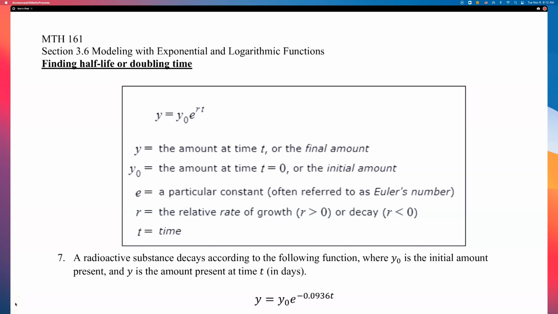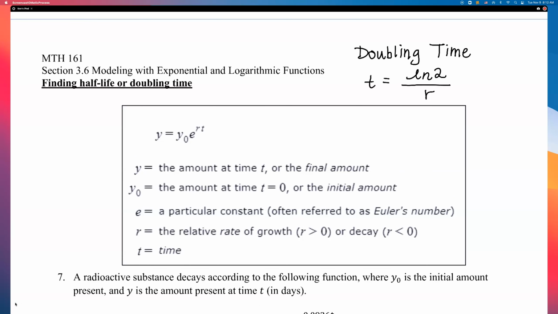In this video, we will talk about how to find half-life or doubling time. We already wrote down the doubling time formula on page 2: doubling time t is equal to natural log of 2 divided by the rate r. And the half-life formula is exactly the same. Well, not exactly the same. We're going to use half instead of 2. But let's try to set up one and then come up with that half-life formula.